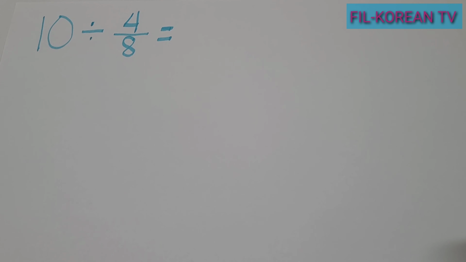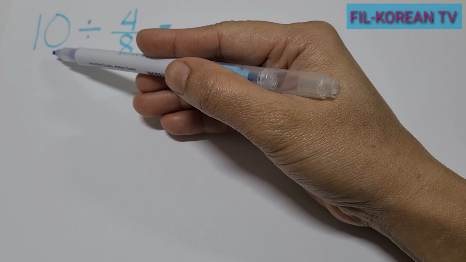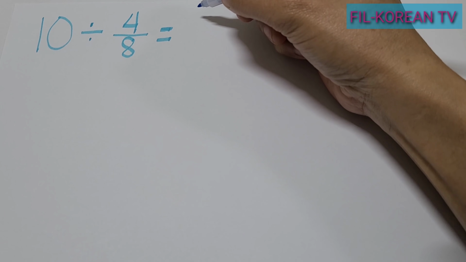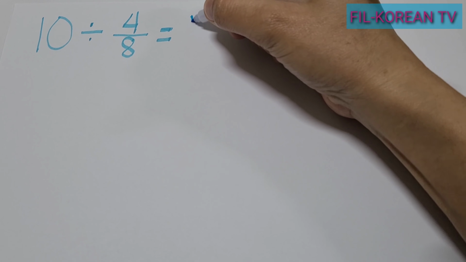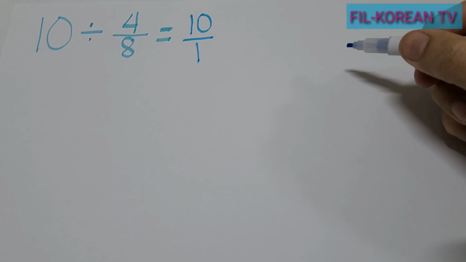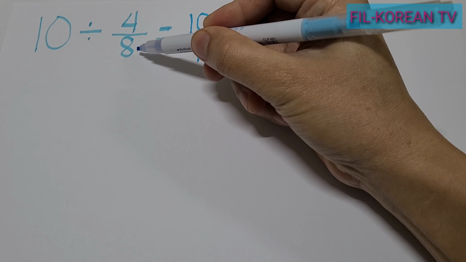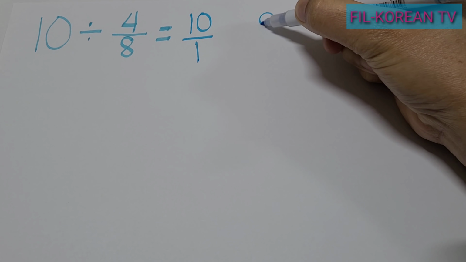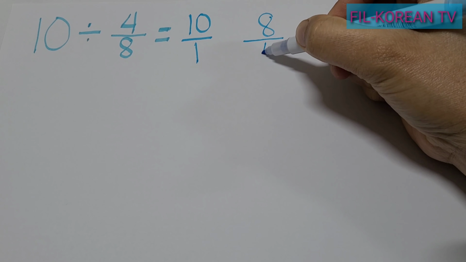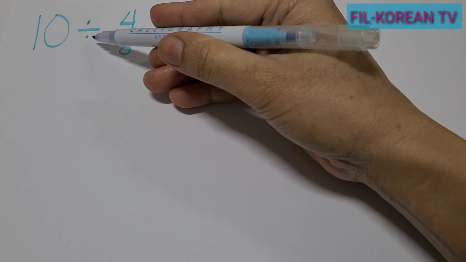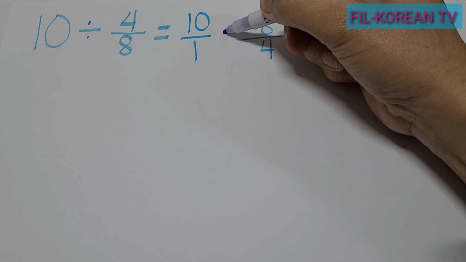And then, we will multiply it by the reciprocal of the divisor. So, gagawin natin itong fraction. Lalagyan natin itong denominator na 1. Kaya magiging 10 over 1. And then, kukunin natin ang reciprocal nitong divisor. Ang reciprocal nito ay 8/4. Ayan. Then, change natin itong division sign into multiplication sign.